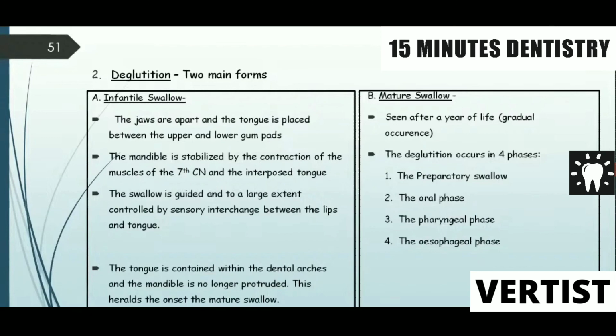The deglutition occurs in 4 phases: the preparatory phase, the oral phase, the pharyngeal phase, and the esophageal phase. Here again, try to write at least 1 or 2 sentences on each phase. In case of preparatory phase, the food bolus is placed on the tongue, oral seal is achieved, then by a movement of the tongue, the bolus is pushed into the pharynx, goes into the esophagus, and thus it completes the mature swallow.